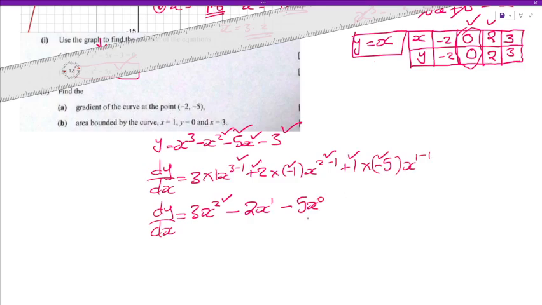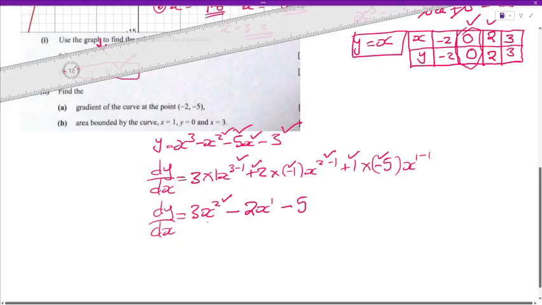Any value raised to the power of 0, so this will become negative 5. Any value raised to the power of 0, remember we looked at this the time we were looking at indices, is a 1. Negative 5 times 1 is negative 5. So in this case, we can safely delete that. So this is our differentiated function.